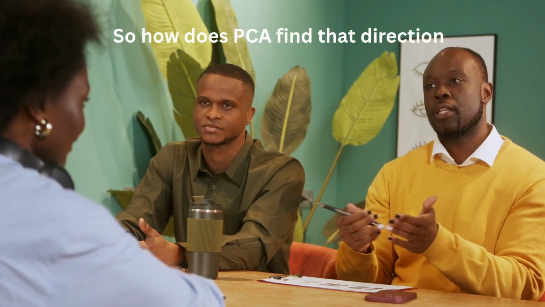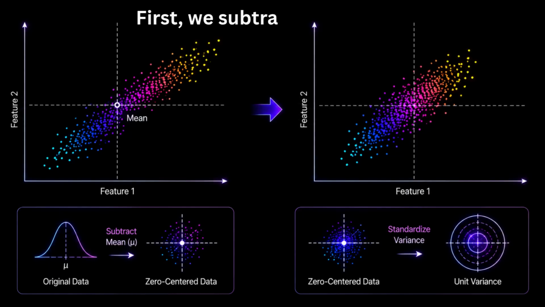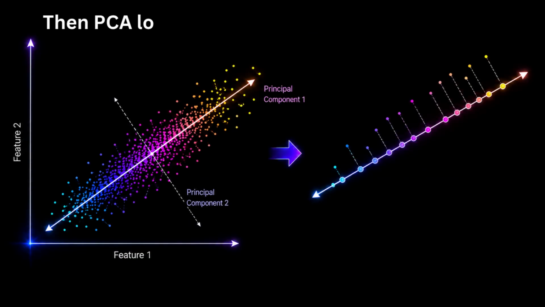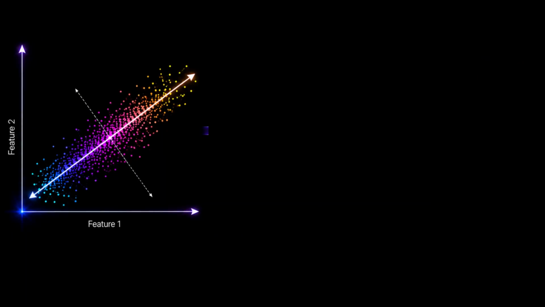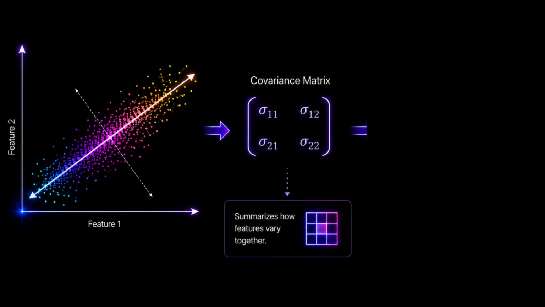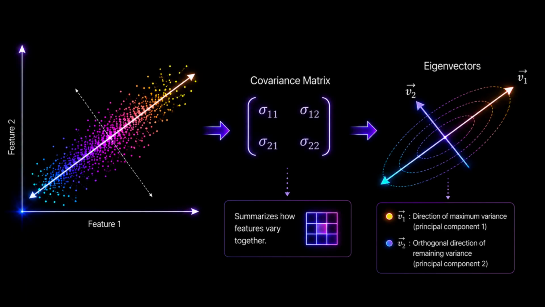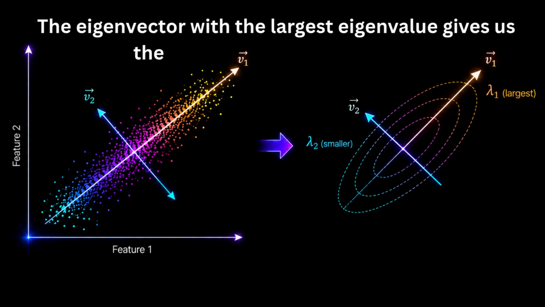So how does PCA find that direction? First, we subtract the mean and standardize the variance. Then PCA looks for the direction that captures the most variation. This leads to the covariance matrix and its eigenvectors. The eigenvector with the largest eigenvalue gives us the main direction of variation.